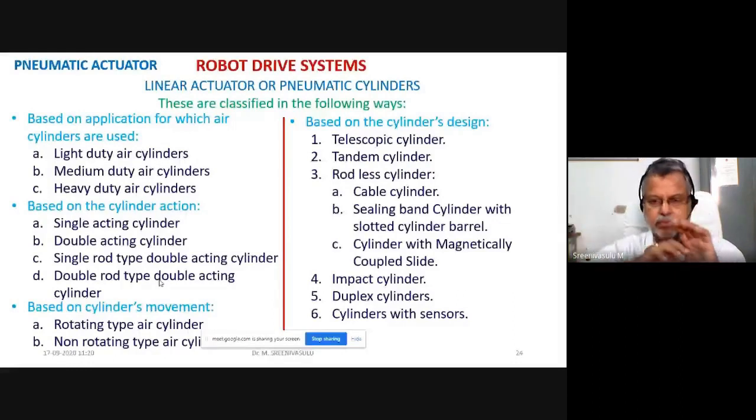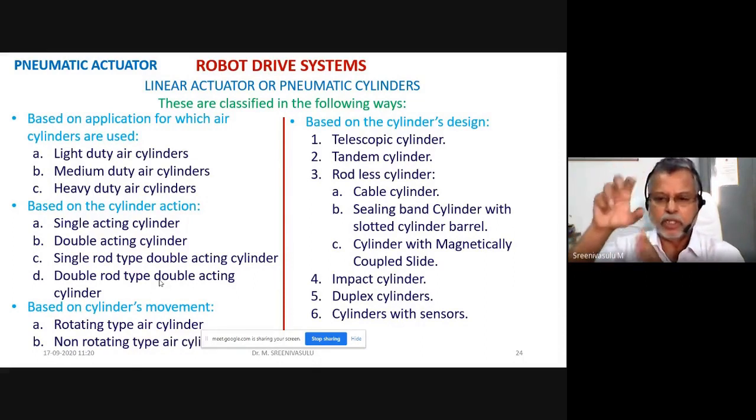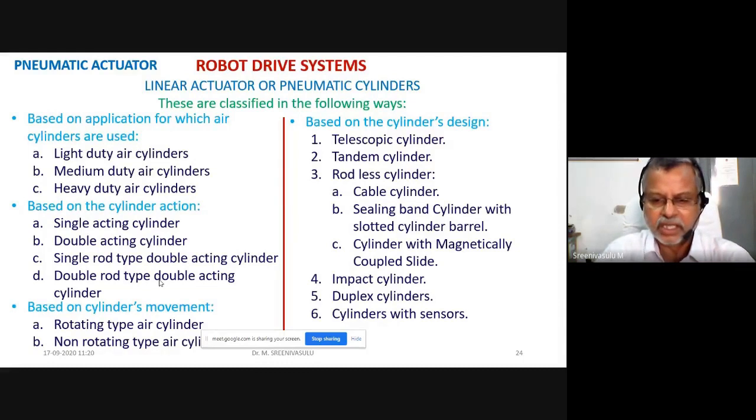Telescopic, like a camera. What happens when you have a zoom camera? In between one shaft there is going to be another shaft, and in that again there is another shaft. Because of that you can bring it out. And rodless tandem type, you will see such an arrangement in IC engines. In rodless, there will be no rod at all. Only the piston will be there. The piston movement is possible because of magnetic support, as you can see here: magnetically coupled slide. And of course, cable cylinder.